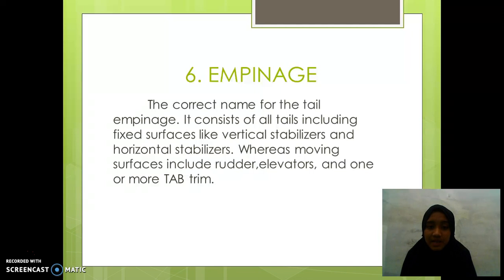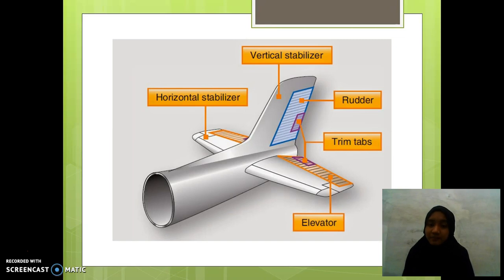Next, empennage, the correct name for the tail. It consists of all tail parts, including fixed surfaces like vertical stabilizers and horizontal stabilizers. Various moving surfaces include rudder, elevators, and one or more trim tabs. And this is the picture of the empennage.